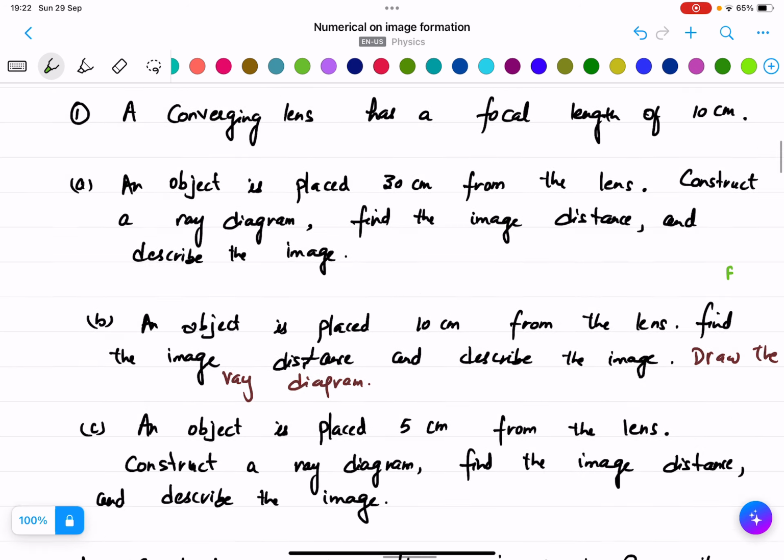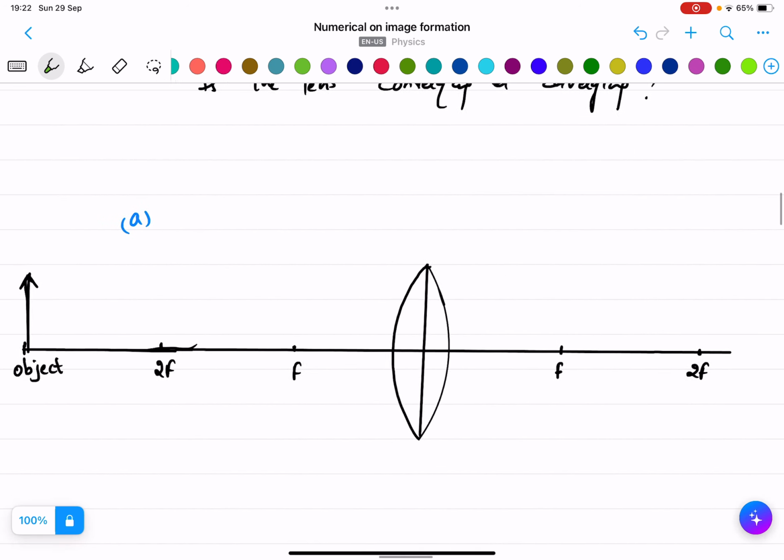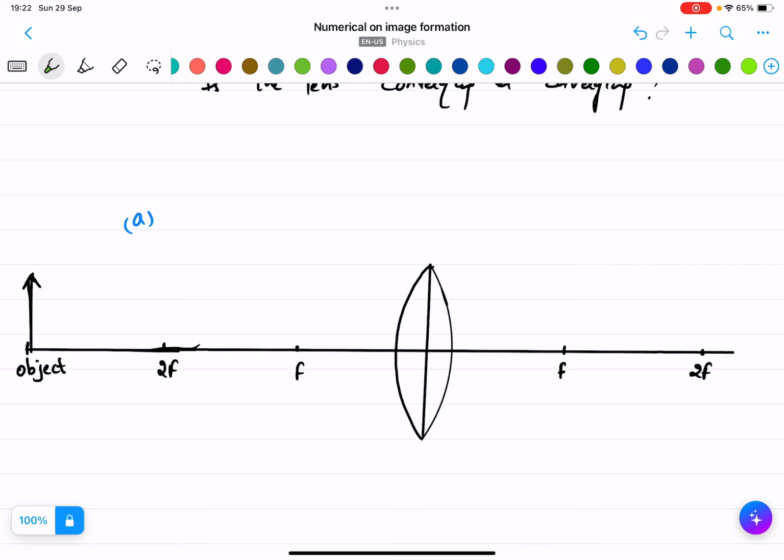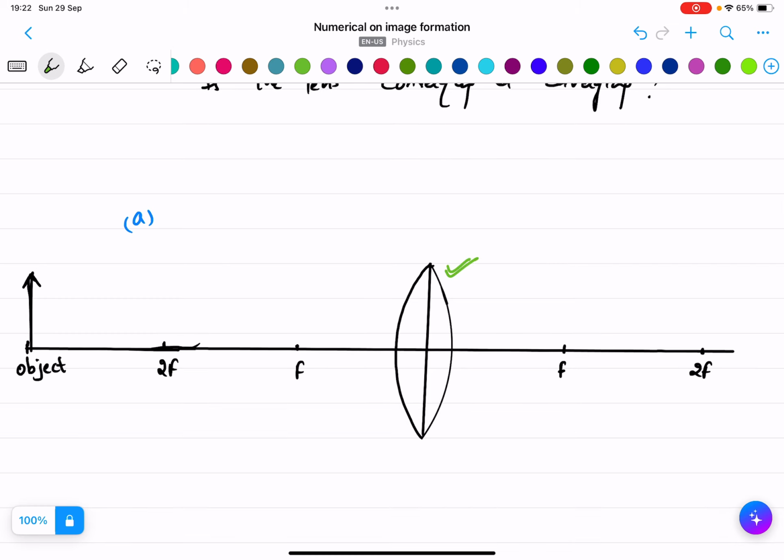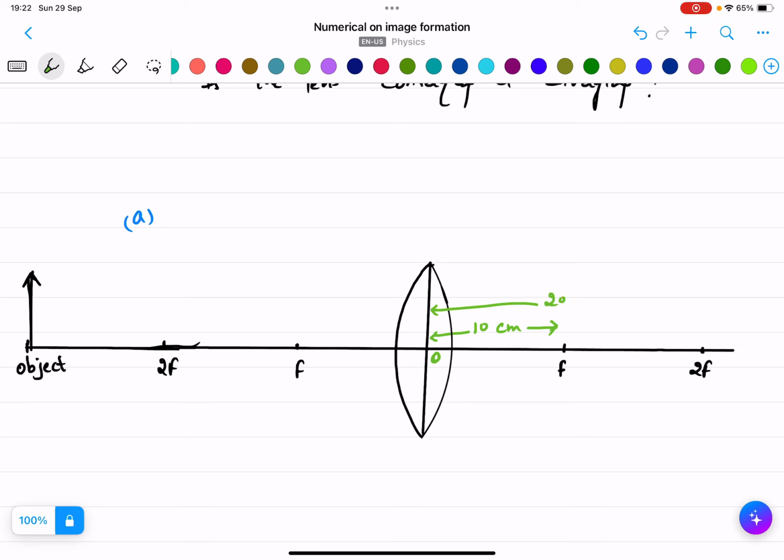So first of all, focal length is given. So look here, I made this convex lens. This is the convex lens, and I've created this center line. This is your first step. Now after this, you need to mark the focal length, 10 centimeter. This is my optical center O, and this is 10 centimeter. I have measured it and marked 10 centimeter. So what will be 2f? 2f will be 20 centimeter till here. So this is all measured.